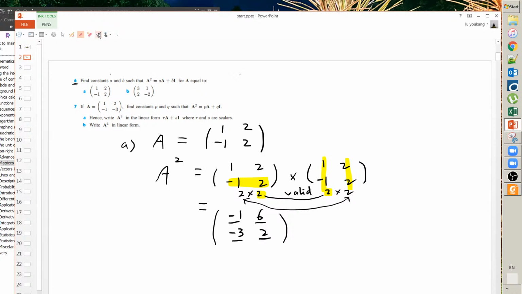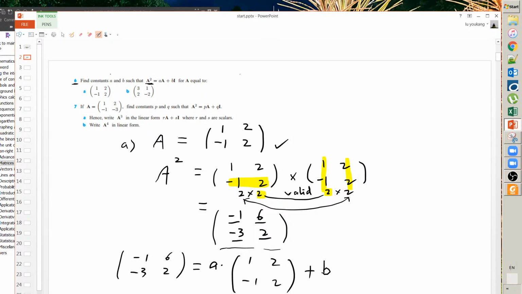With this, you can actually have the left hand side already. The left hand side is A squared, which is given by this matrix. So now you have minus 1, 6, minus 3 and 2. This is your left hand side, and now you have your a times your big A, which is given by this: 1, minus 1, 2, 2. And you are supposed to have your B times your identity matrix.